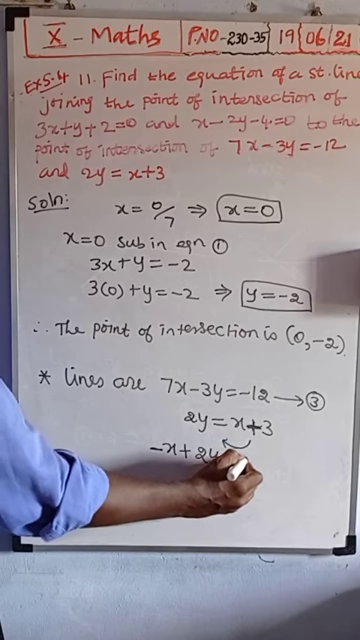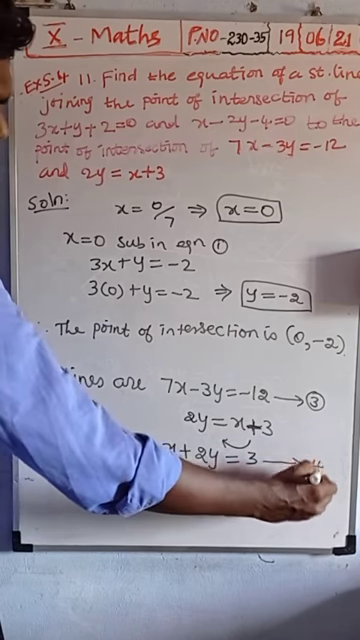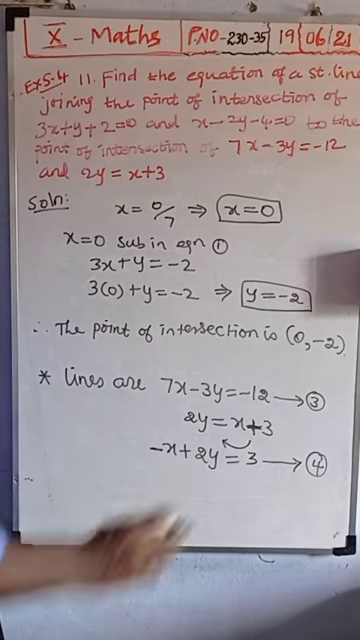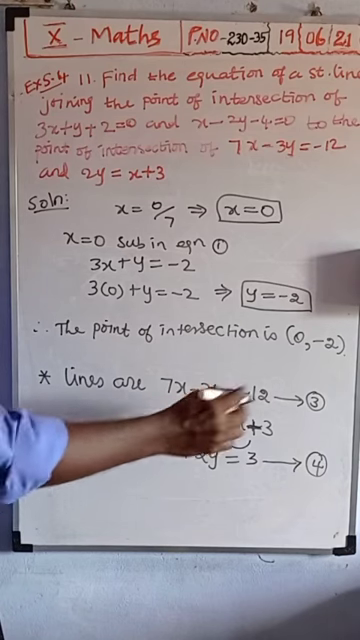This is equal to plus 3. So 3 we can write. This is equation 4. Okay, this equation alone you should solve. 2y is equal to x plus 3. Okay, given lines are this one as it is.